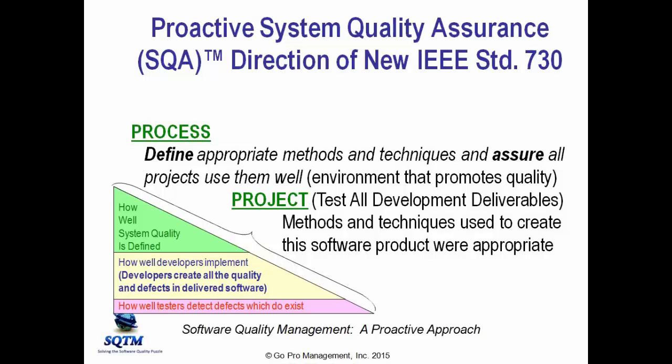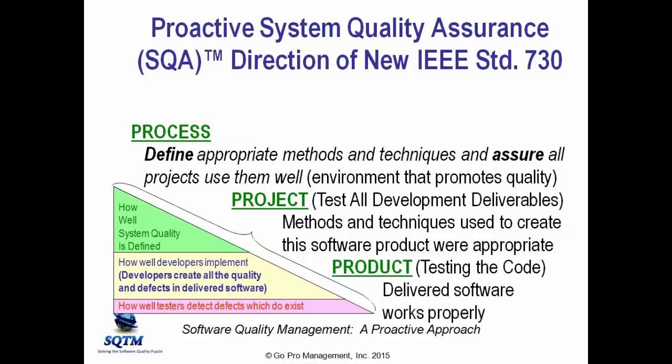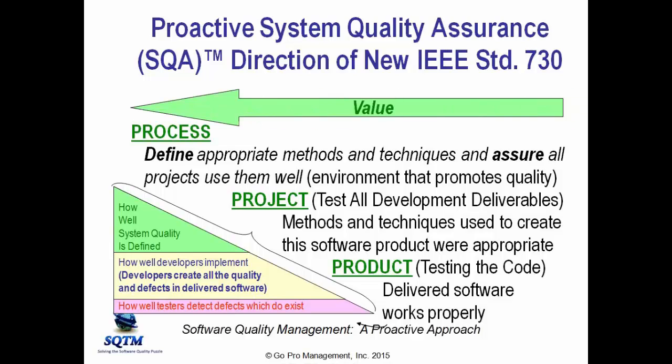And then we also need to make sure that the delivered software in fact works properly. Okay. And that's the testing. Now, in terms of value, the greatest value comes from making sure that the processes are defining appropriate methods and techniques and that they are being used well. The next most important value comes from making sure that the methods and techniques were being used appropriately. And the lowest value comes from testing the delivered code.